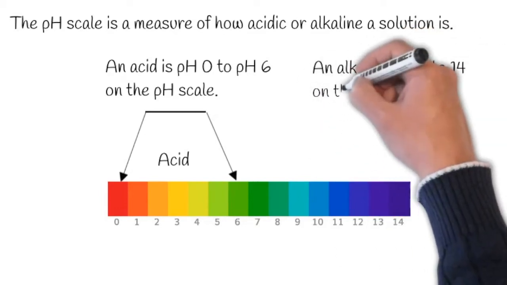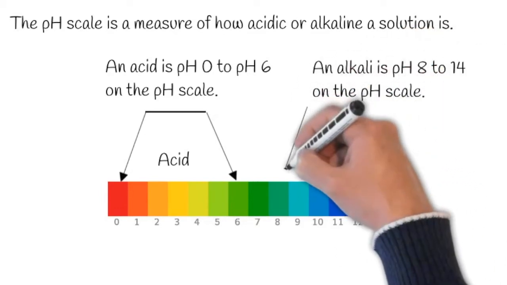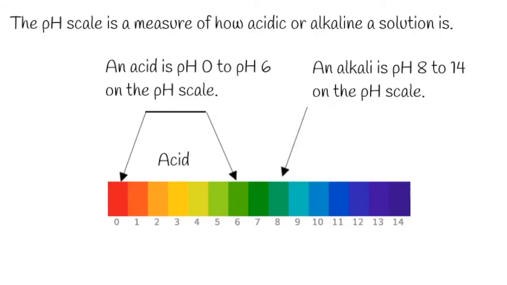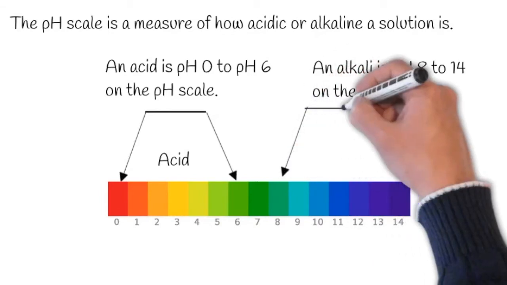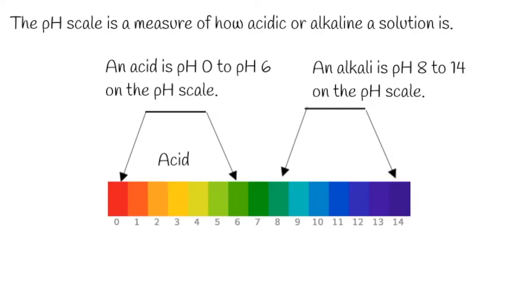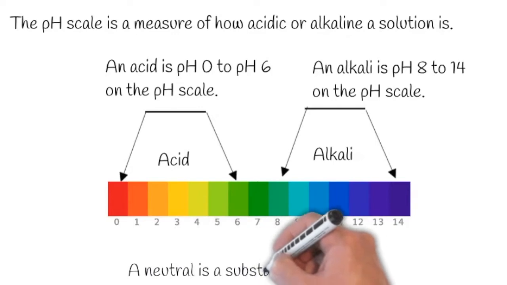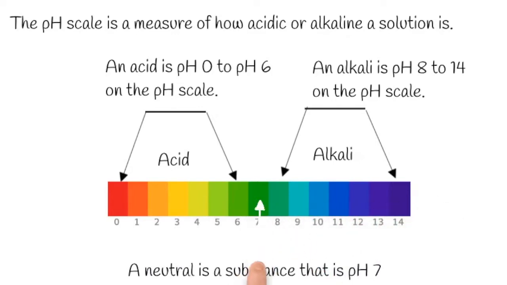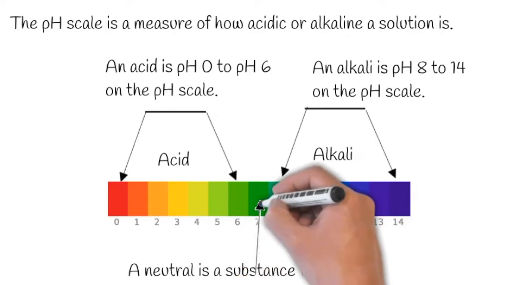An alkali is pH 8 to 14 on the pH scale. So again, from here all the way to here. A neutral is a substance that is pH 7, which is here.